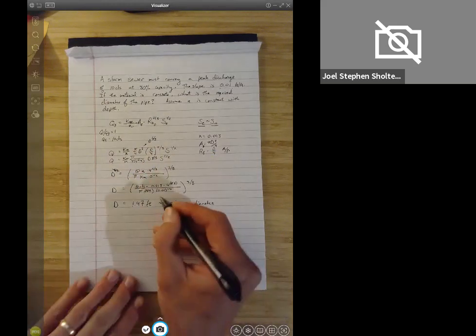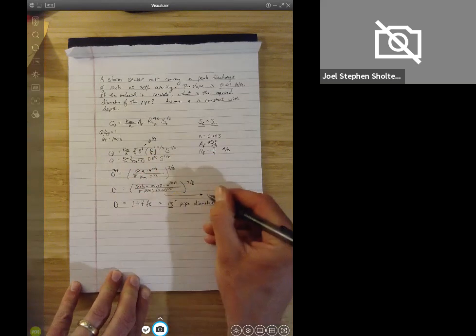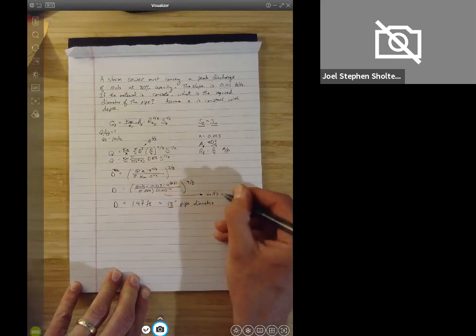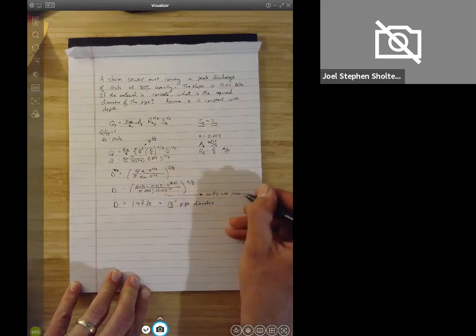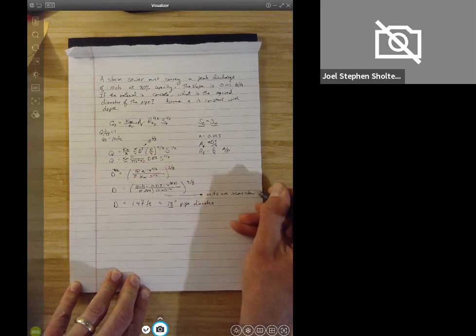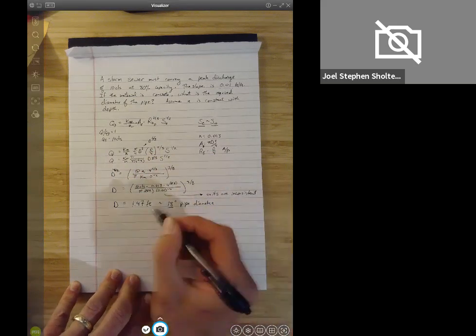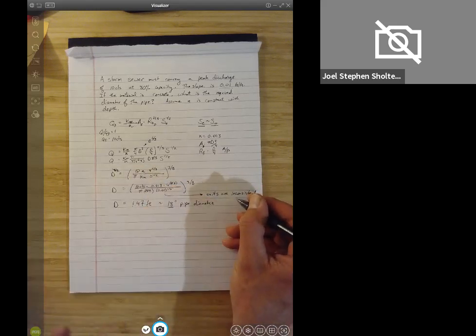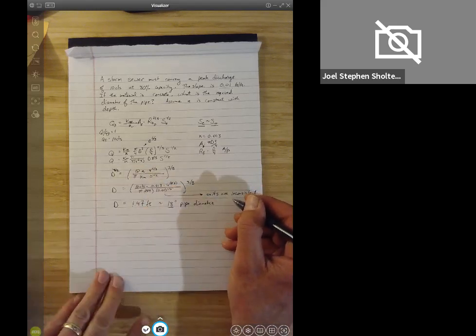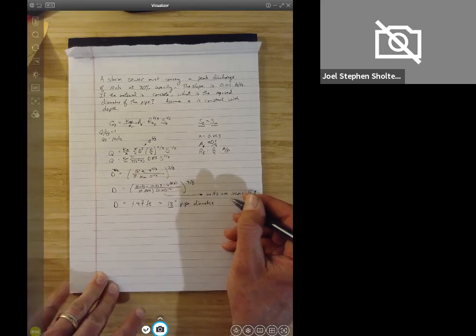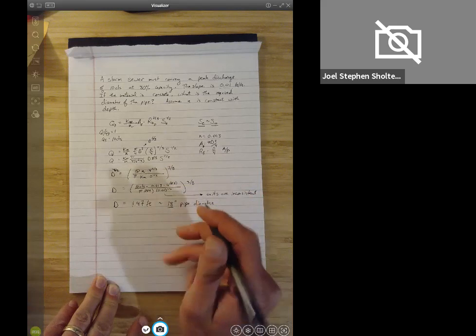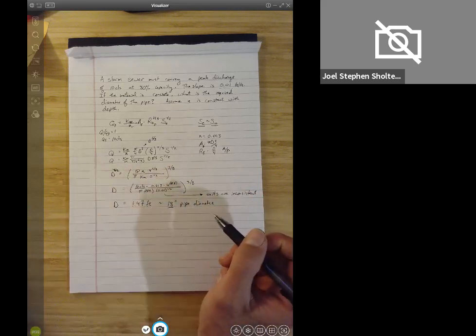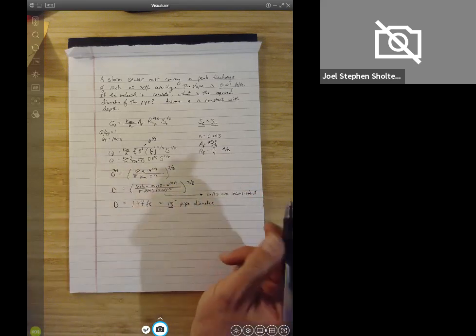Another thing to note is that the units are inconsistent. Manning's equation is an empirical equation, and this Manning's N could have some funky units to make all the units work out, but we just kind of ignore units with Manning's equation because, again, it's empirical. It comes from data. It's not a unit consistent kind of equation.